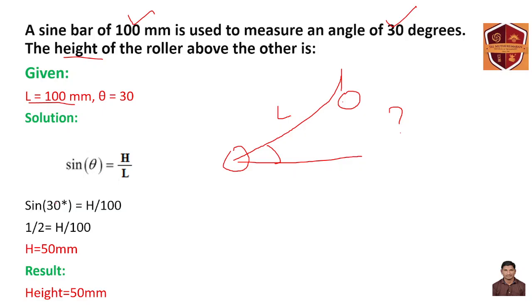So sin 30. In trigonometry, the sin 30 value is 1 by 2. Then h by 100, where 100 is the length value. Then 1 by 2 is h by 100, so h is 50. Therefore, height is 50 mm. If any one data is missing, you can easily find it out by using this formula.